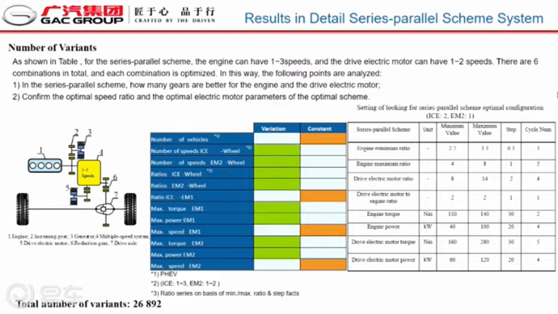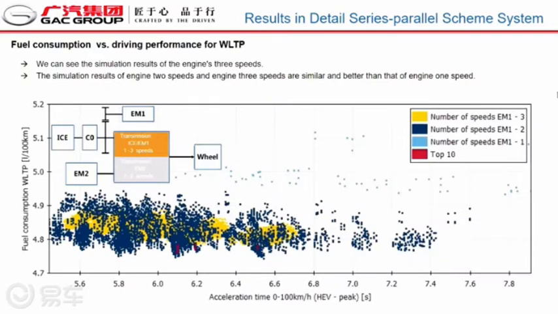As shown in the table, for the serial parallel scheme, the engine can have 1 to 3 speeds, and the EM2 can have 1 to 2 speeds. There are 6 combinations in total, and each combination is optimized. In this way, the following points are analyzed. In the serial parallel scheme, how many gears are better for the engine and the EM2, and determine the ratio of the scheme and the motor parameters.